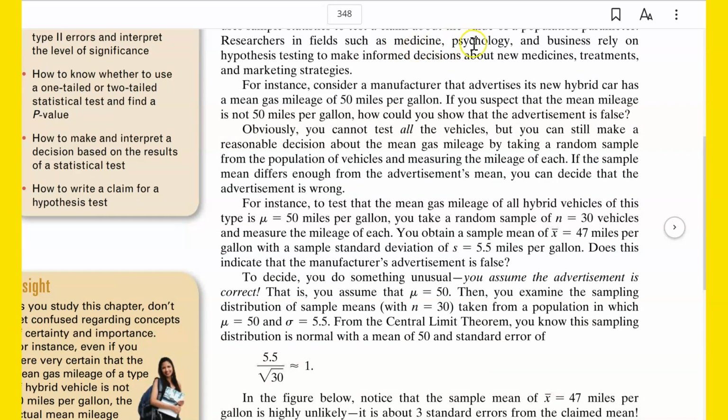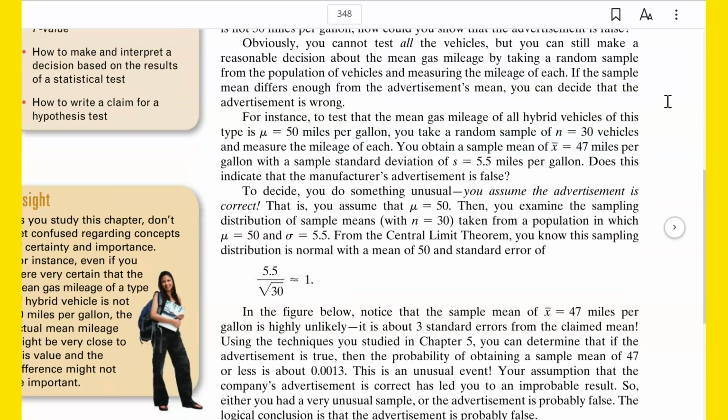Researchers in fields such as medicine, psychology, and business rely on hypothesis testing to make informed decisions about new medicines, treatments, and marketing strategies. For instance, consider a manufacturer that advertises its new hybrid car has a mean gas mileage of 50 miles per gallon. If you suspect that the mean mileage is not 50 miles per gallon, how could you show that the advertisement is false? Obviously, you cannot test all vehicles, but you can still make a reasonable decision about the mean gas mileage by taking a random sample from the population of vehicles and measuring the mileage of each. If the sample mean differs enough from the advertisement's mean, you can decide that the advertisement is wrong.